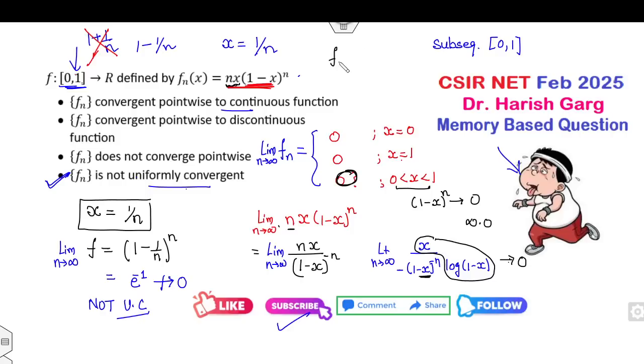So what does it mean? Fn converges to 0 pointwise, because all are zeros, and this function is continuous. Converging to a continuous function is fine. Converging to a discontinuous function is the wrong answer. So the right answer is: A and D are the correct options. Only these are the correct options.